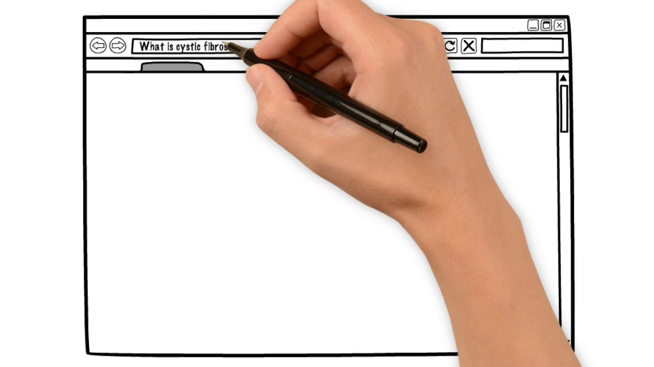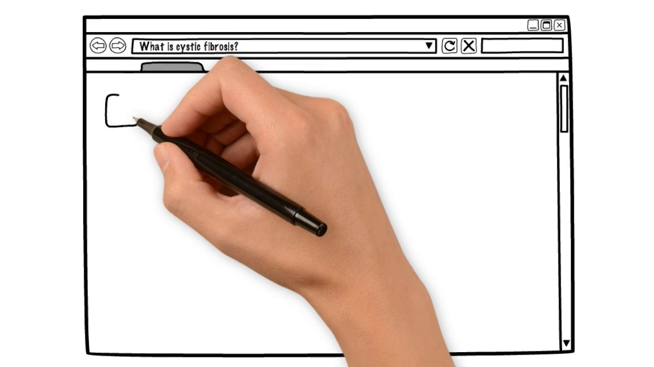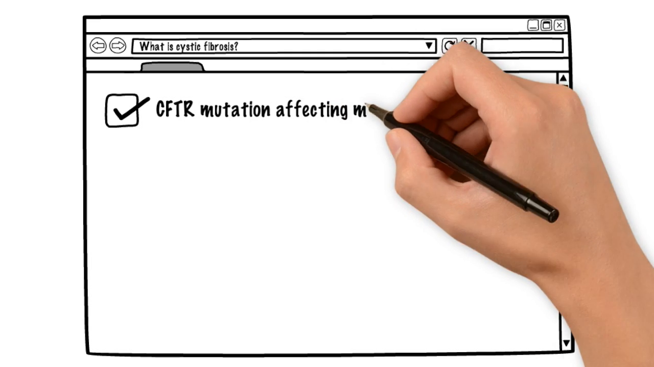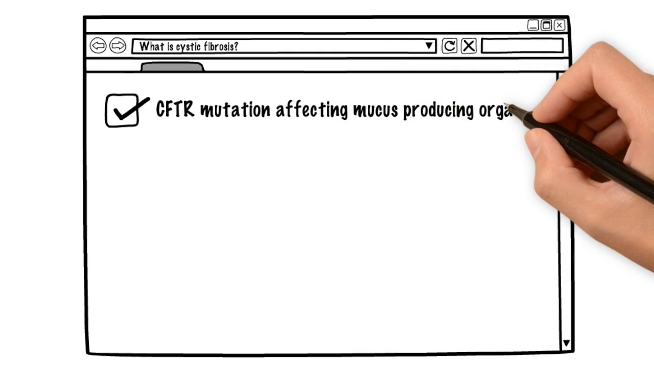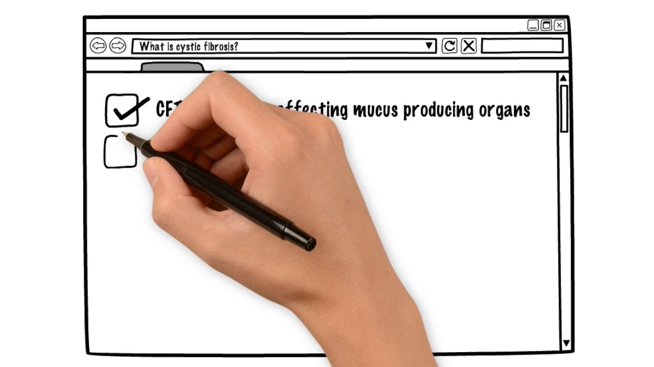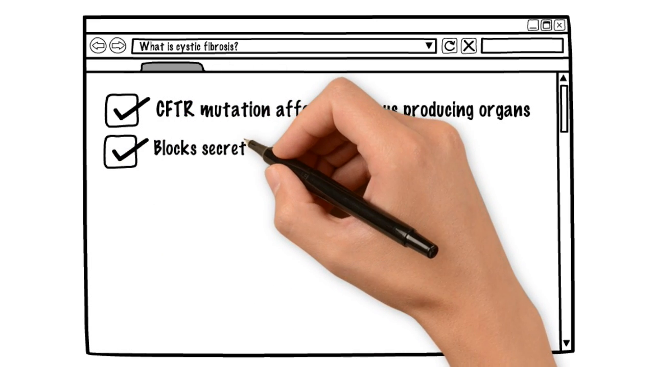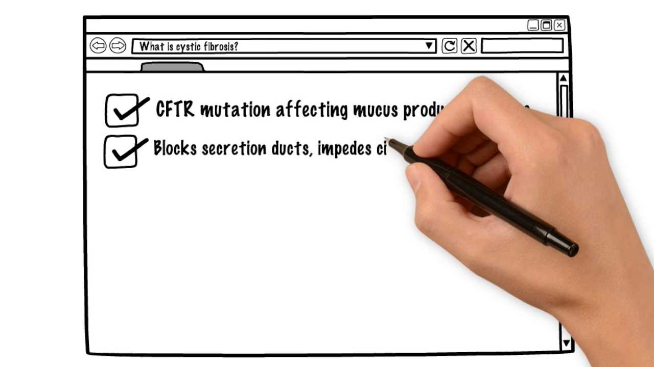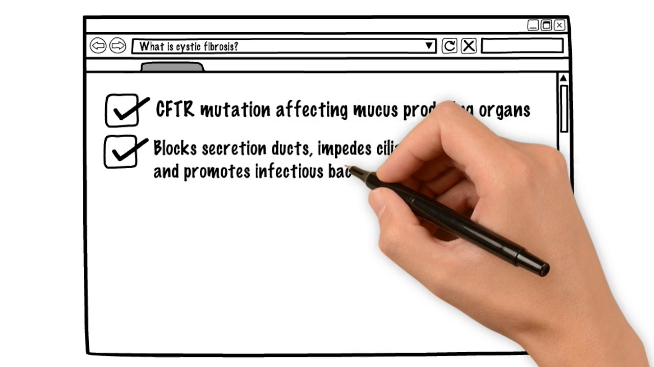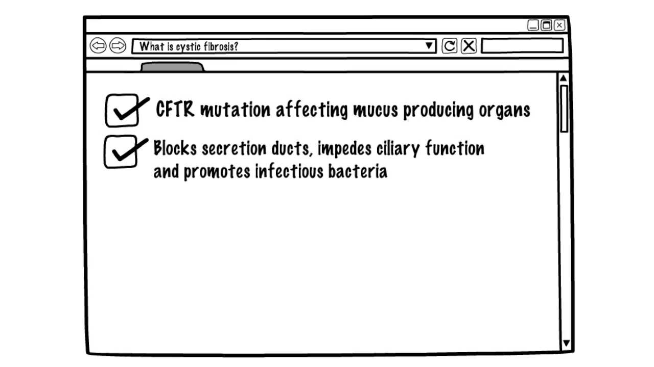Cystic fibrosis is a disease caused by CFTR mutations that causes the malfunction of the CFTR protein. This channel protein is present in all mucus-producing organs, and when its function is compromised, these organs produce more thick and sticky mucus that blocks secretion ducts in the pancreas, destroys ciliary function in the lungs, and serves as a good surface for infectious bacteria to adhere to and grow on.